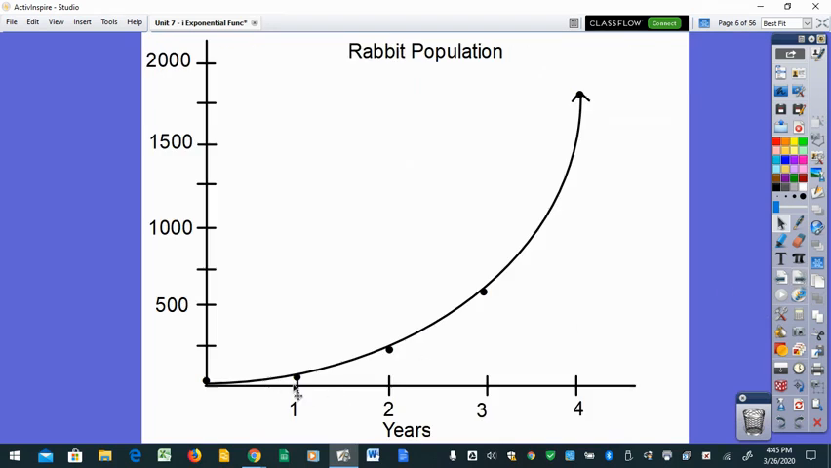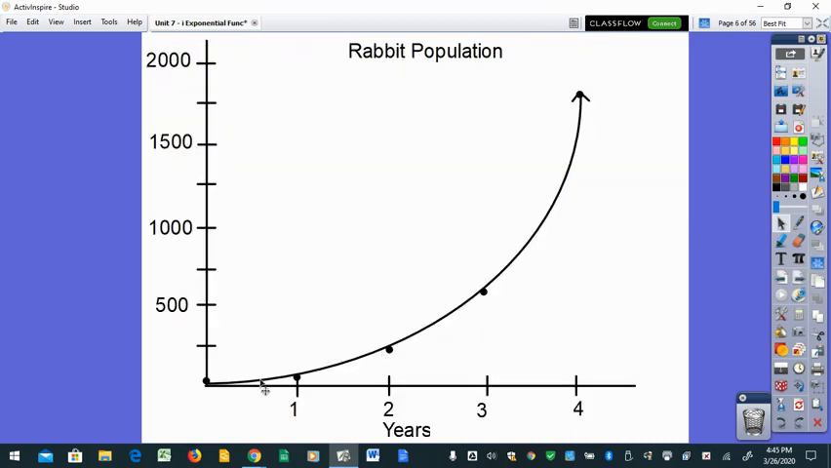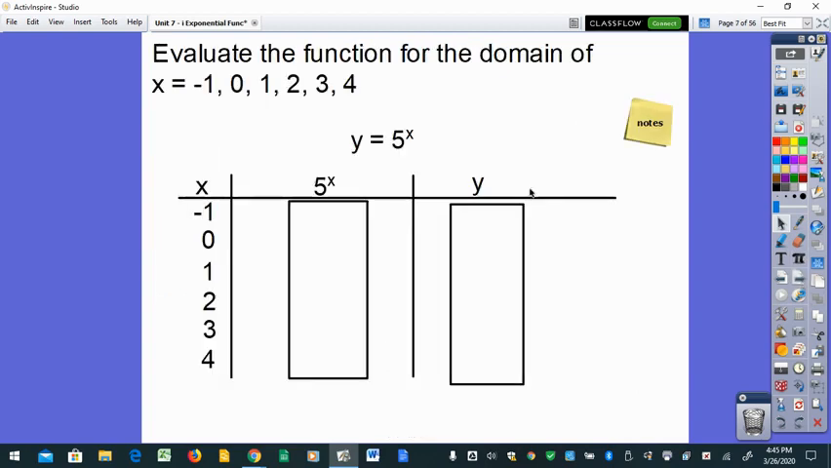When we plot those points, so these are the points we just got. Let me just go back. Remember that there was 1 year 60, 2 years 180, 3, 540. And if I plot those points here, you can see the growth coming of the rabbit population. So just to go back, let's evaluate an exponential function for the domain. We're going to put these x values in for x. We're going to substitute. And now our exponent rules are going to come into play that we've reviewed recently.